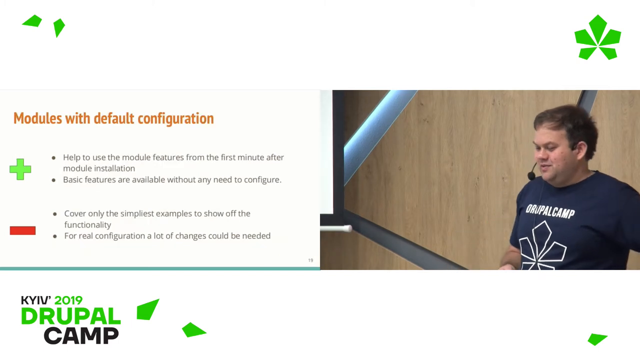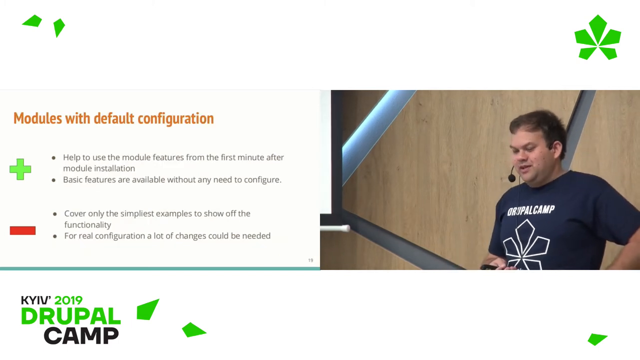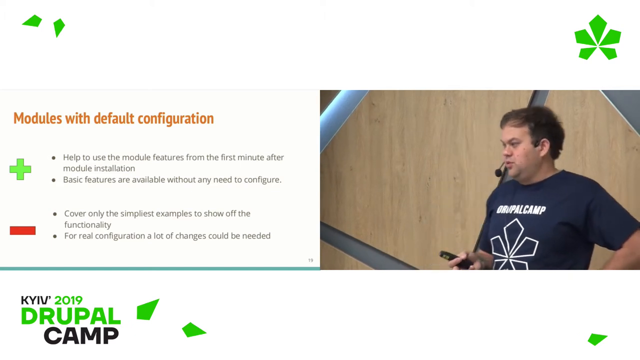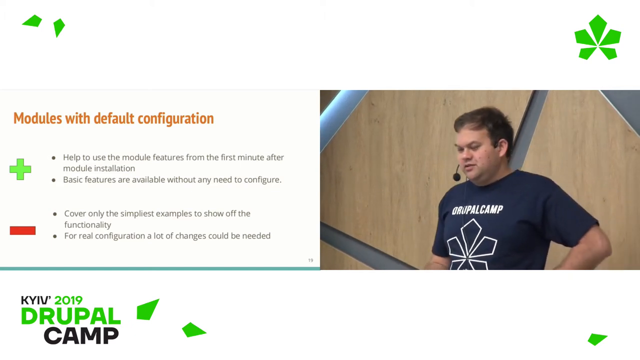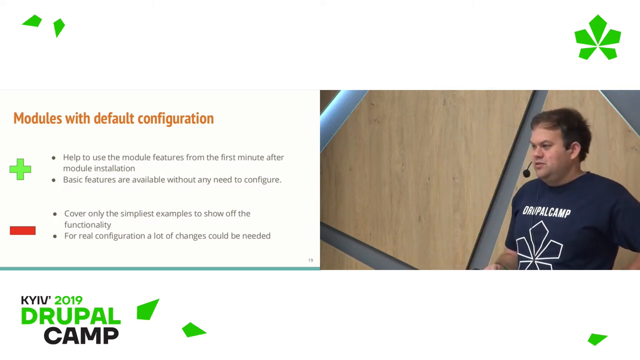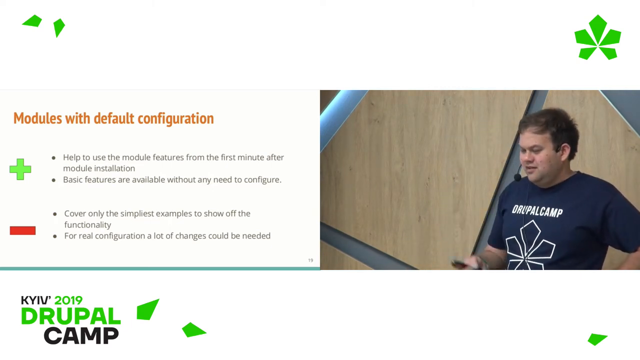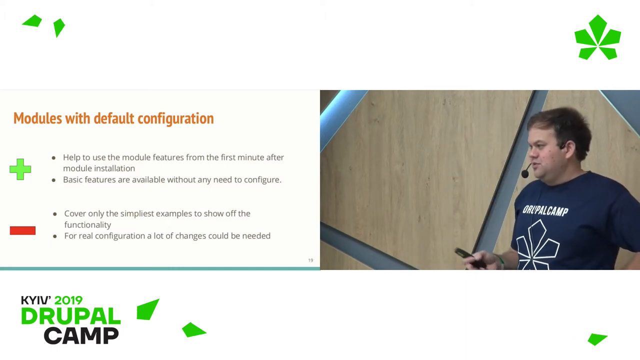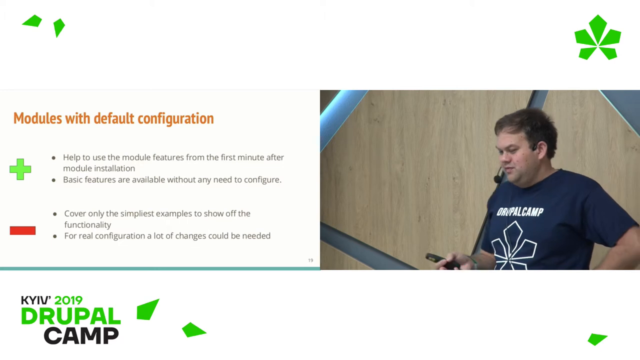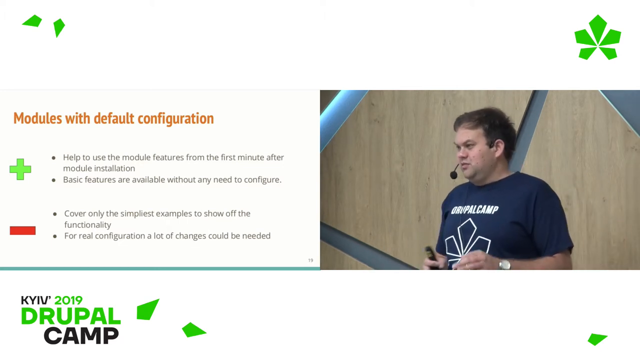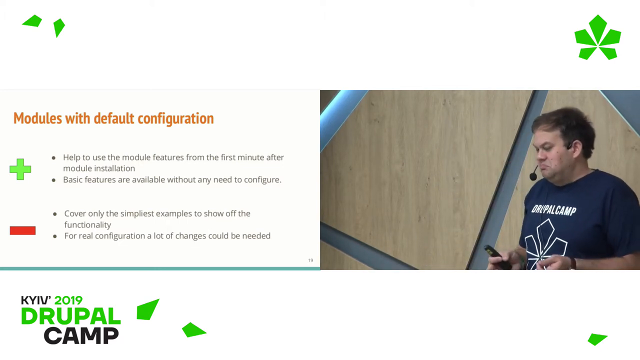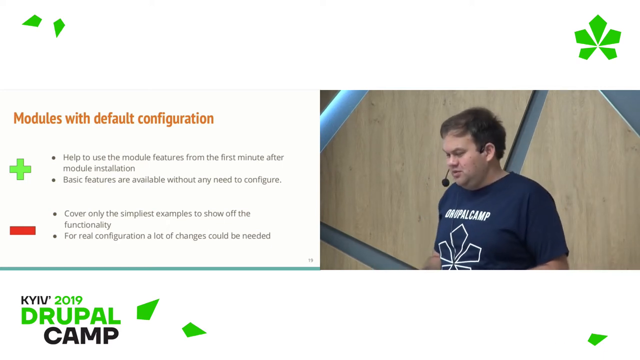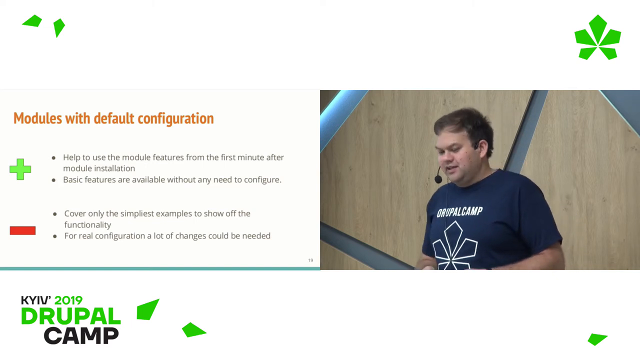Next one is modules with default configuration, as in the example of Search API. They help us to use the module just out of the box. So you install the Search API default configuration, and you see already the index, the Search API server, and then you can just go on your site and use it. Maybe for some basic features, if you use the site only for a couple of content types, it's really easy, and you just use it, and maybe don't need to reconfigure it again.